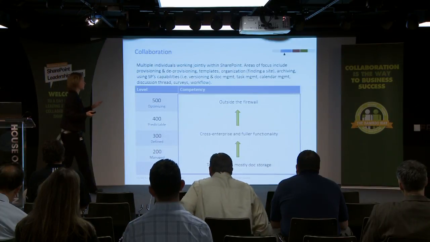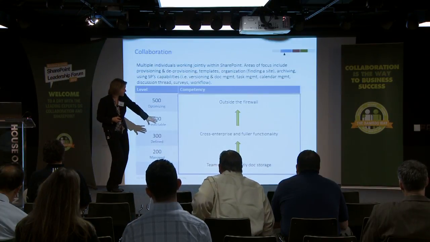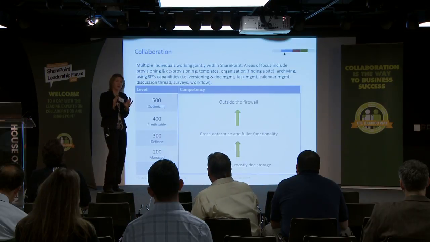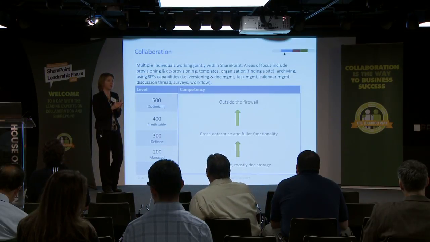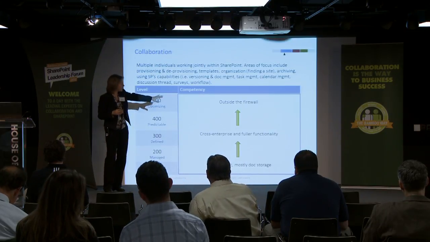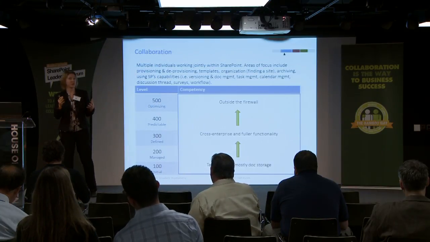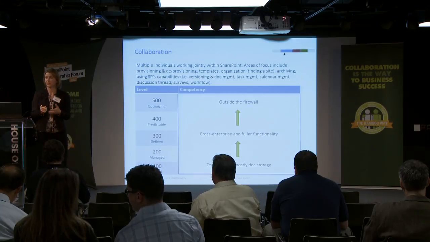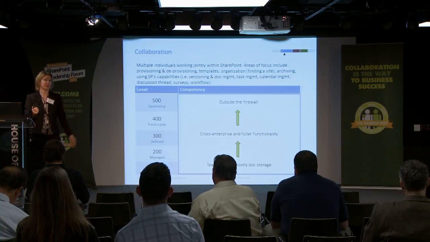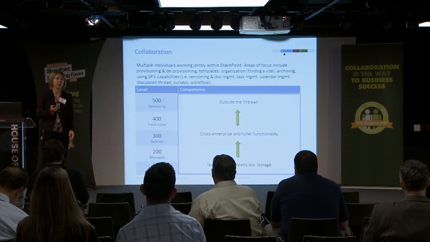So the key things to remember: at the basic level, you're just doing a very team-centric doc storage kind of model with your collaboration. Moving up, you're going across the enterprise, more people can do it, and there's much fuller functionality. And then finally, at the very top level, you're able to collaborate outside that firewall. Any questions so far? Okay.